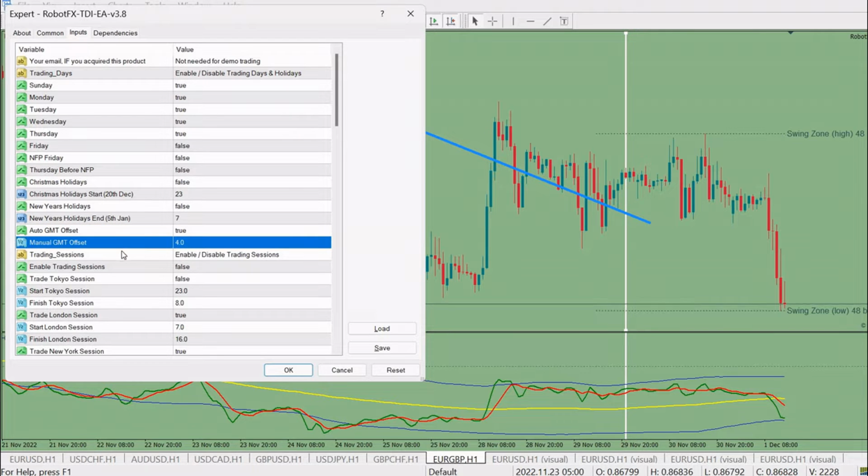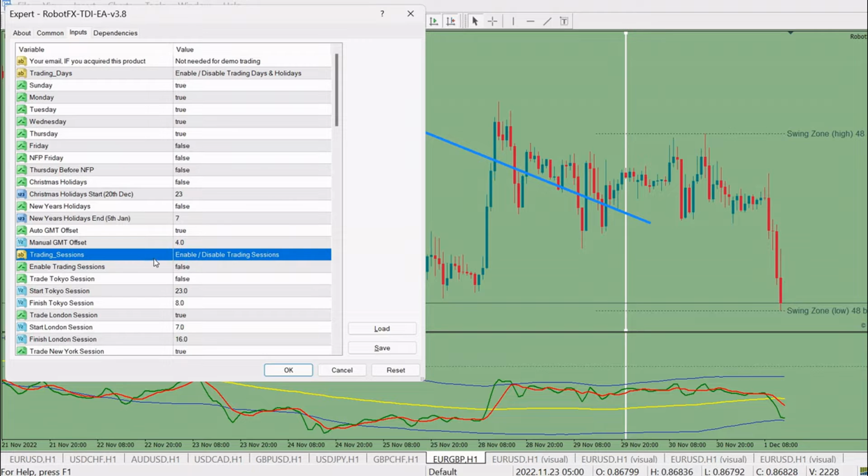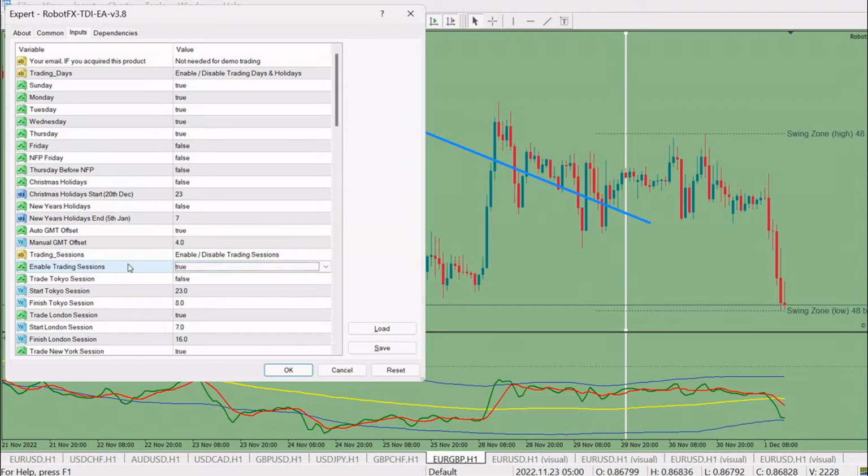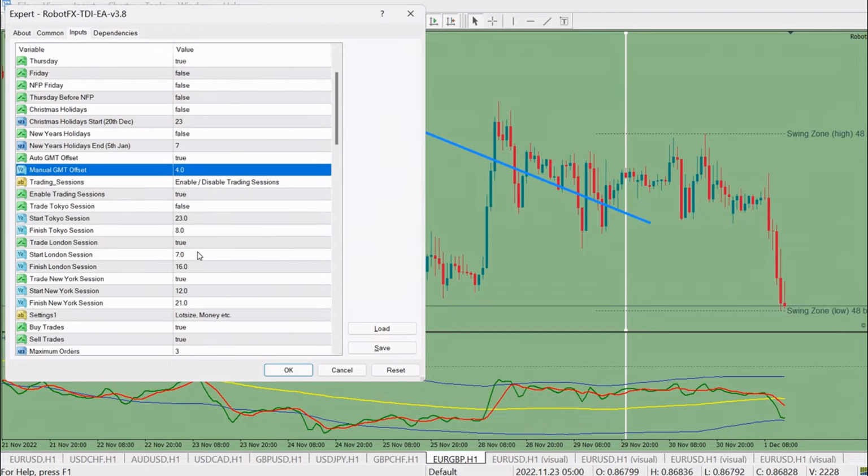And both of these are used for the trading sessions. So if you use the trading sessions, pay attention to this, leave it to true. And if you use the trading sessions in the strategy tester, then find the difference between the GMT time, Greenwich time, and your broker's time, and enter the difference here.